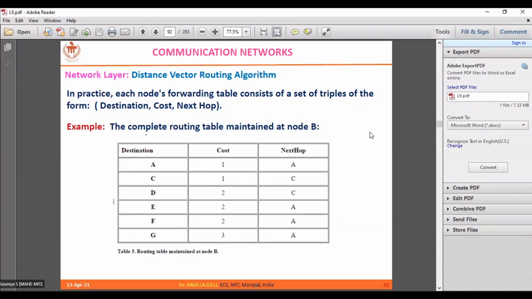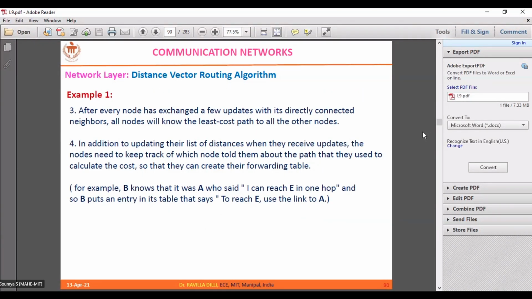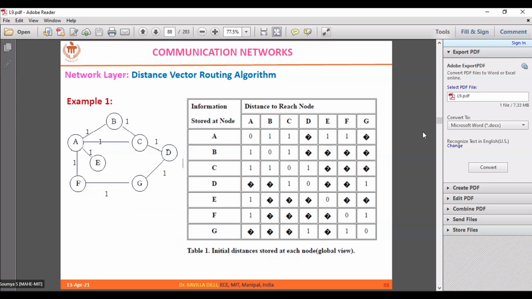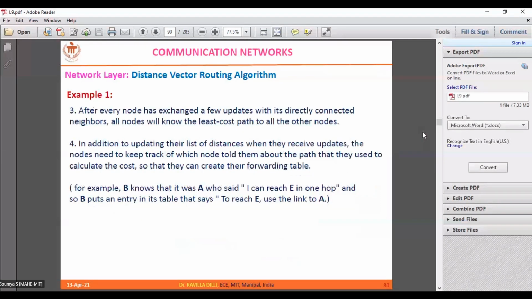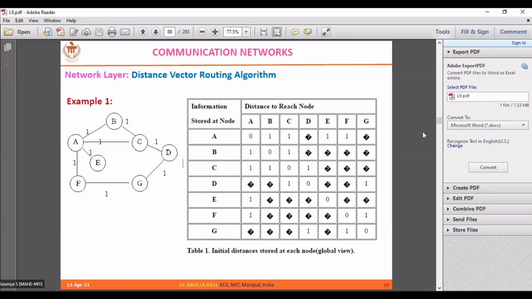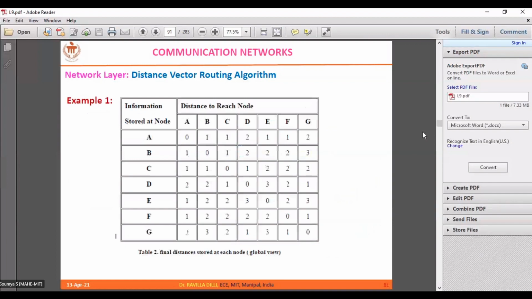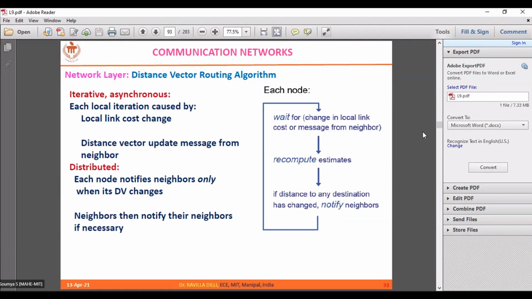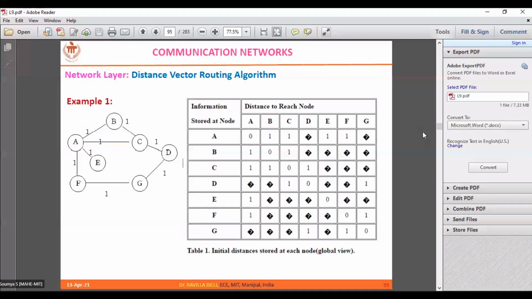In case, let us say, you are asked, how can you expect this in your exam? You may be given a network like this, and you will be given the cost to the other nodes. You will be asked to give the distance vector routing table, both the initial view and the global view, the initial distance and the global distance. So then this is what you have to do. You have to give this table, or if you are asked about a particular node, then that particular node. This is the distance vector routing algorithm.